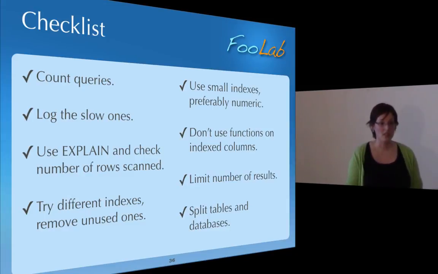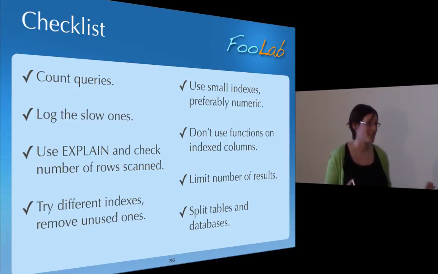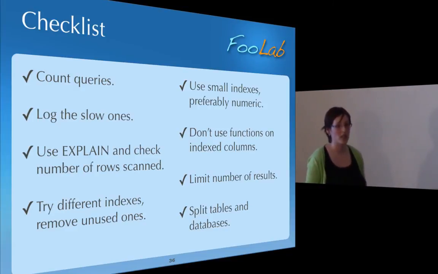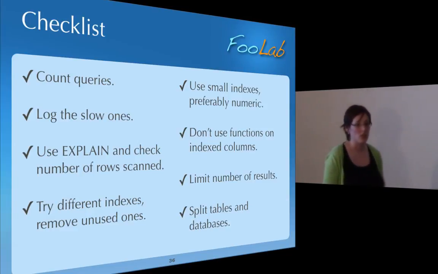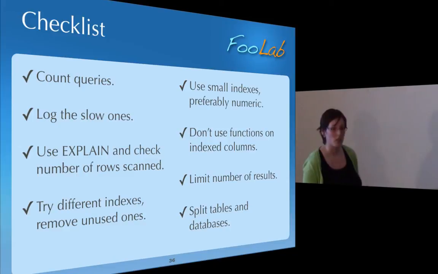Try different indexes, remove the ones that are unused so that you don't have index clutter. You don't want to end up with too many indexes and then have the reverse result. Use smaller indexes whenever possible, preferably numeric. Don't use functions on index columns if you want the speed gain. Limit the number of results using either limit or between or other functions for that. And you also want to split tables and databases.